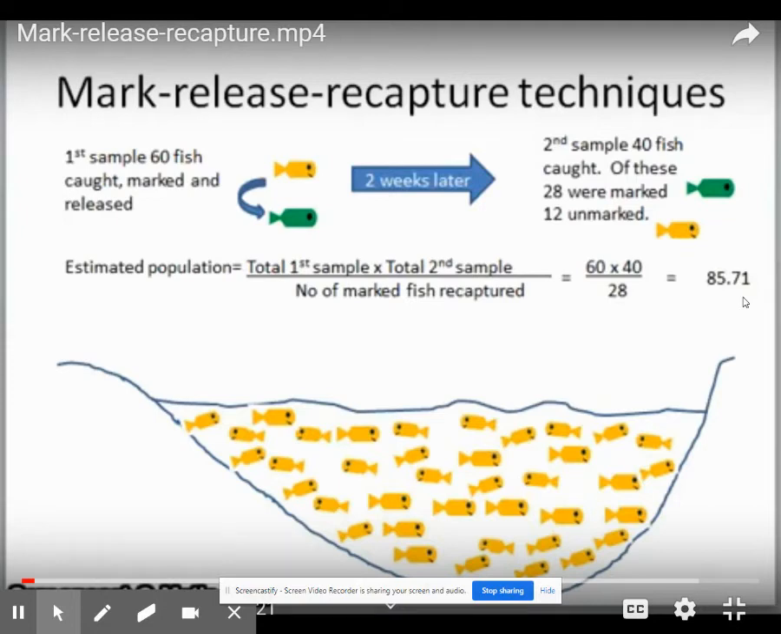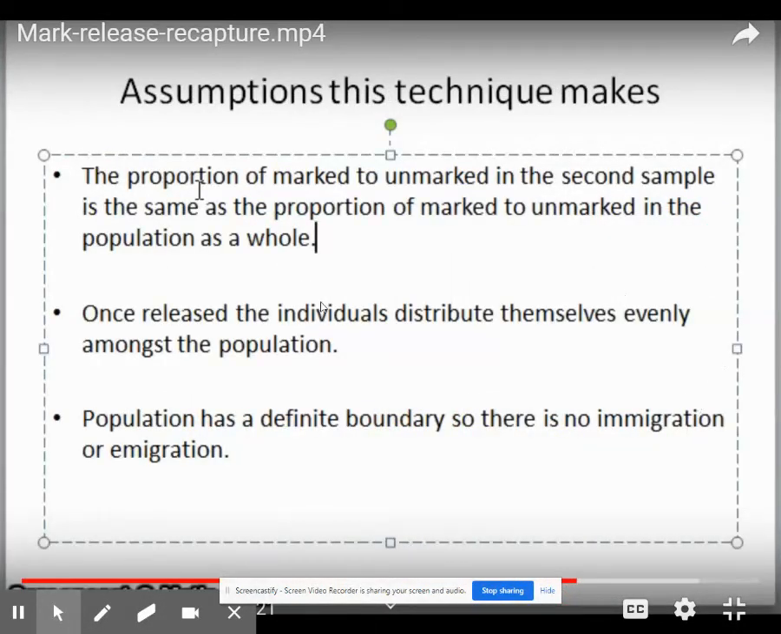Now that's a lot quicker than having to count every single fish, and there are some assumptions that this makes. One of which is that the proportion of marked to unmarked in the second sample is the same as the proportion of marked to unmarked in the population as a whole.